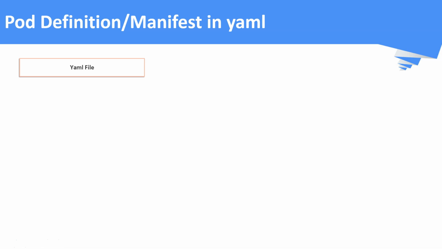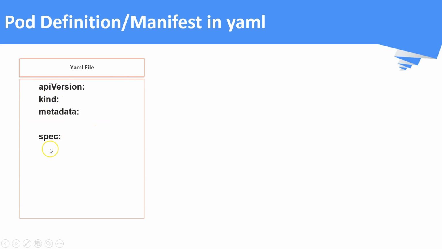There are basically four fields you need to define for building a pod using a YAML file. They are the API version, kind, metadata, and spec. For pods, the API version is v1. You can very well check the same for other Kubernetes objects in the Kubernetes API reference documentation, which is given in the video description. Kind is going to be Pod in this case.